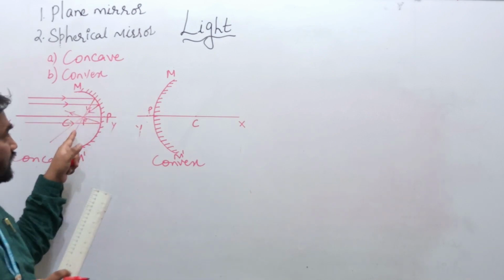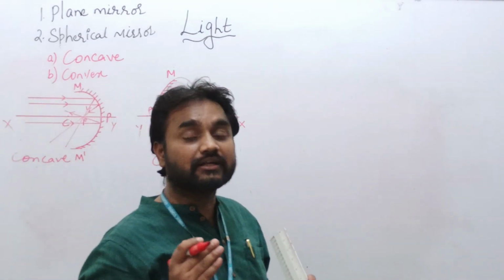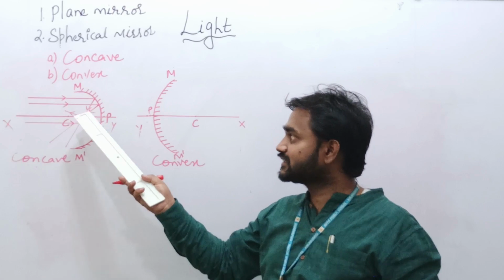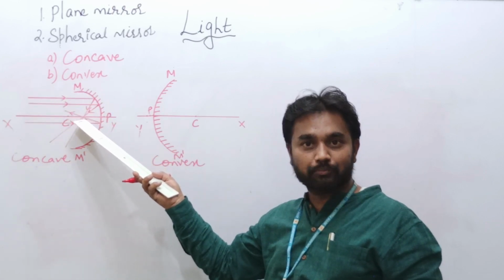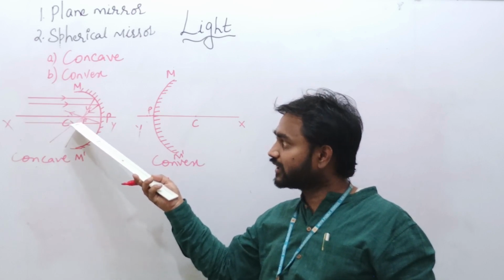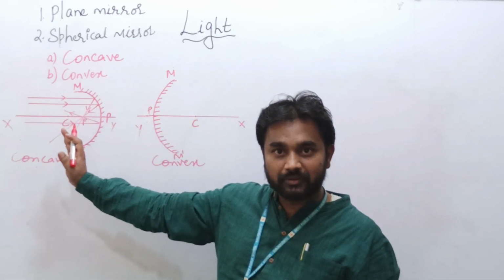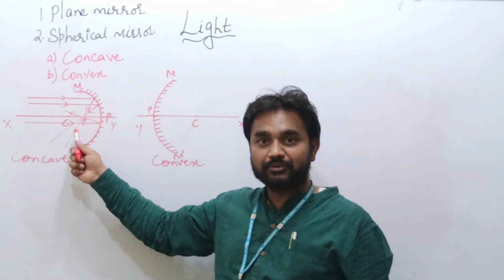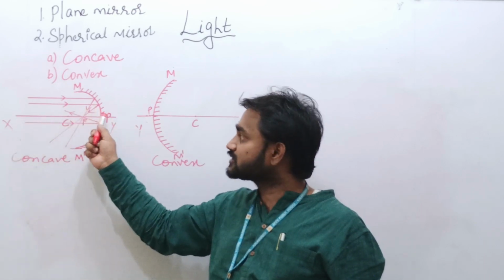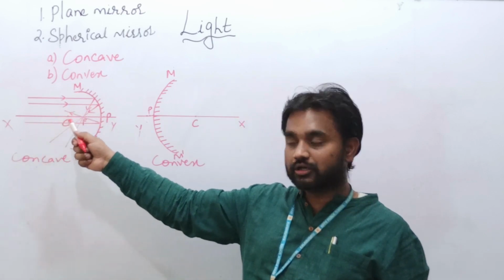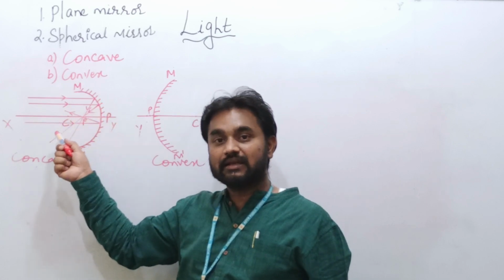Since all the reflected rays are meeting at this point, after reflection they are converging. You can see that these are the incident rays, and after reflection all the rays are meeting at one point. That means they are converging in front of the mirror. So we call it the real principal focus, and this principal axis we also call the real principal axis because it lies in front of the concave mirror. And this C, the center of curvature, we call the real center of curvature.